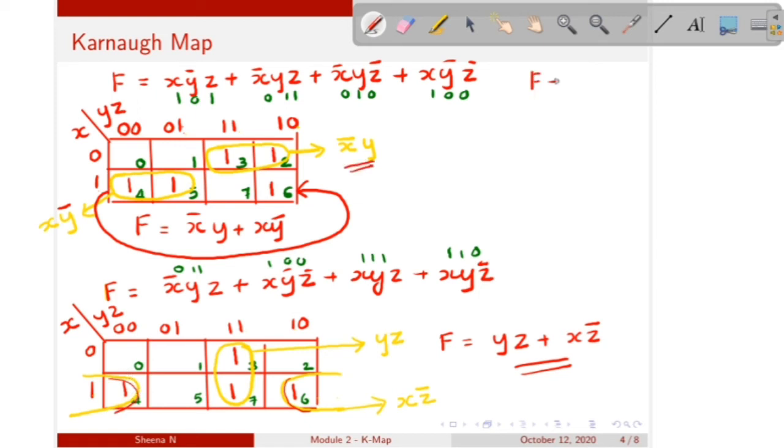Another Boolean function, f is equal to a bar c plus a bar b plus a b bar c plus bc. Here it is not in a canonical form. Here one variable is missing, here also one variable is missing. Here the missing variable is b, so b can have b and b complement.